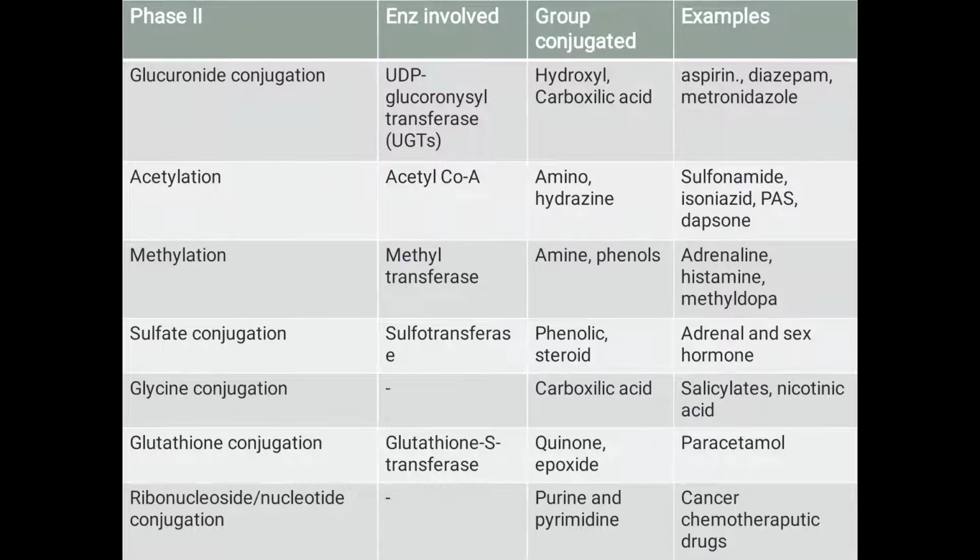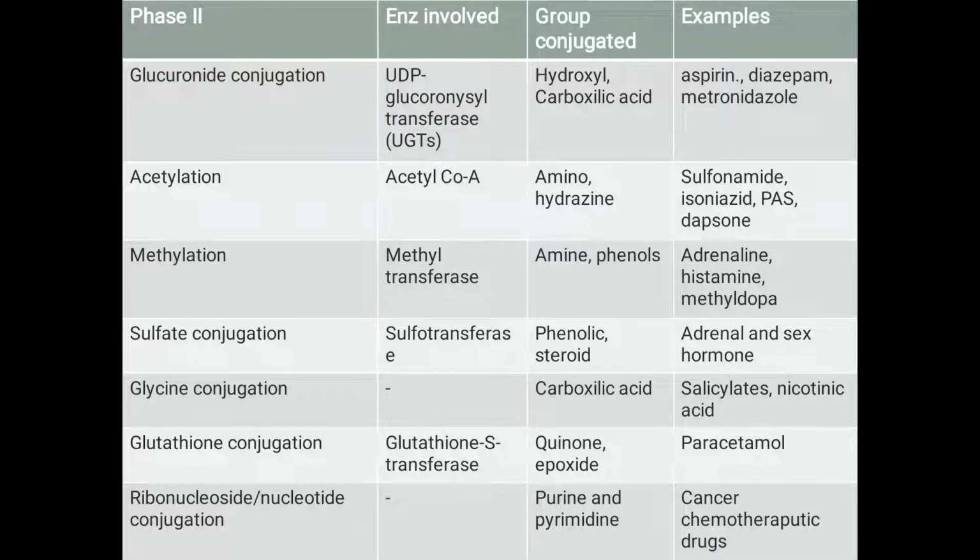Glutathione conjugation. The enzyme involved in this process is glutathione S-transferase, the group conjugated is quinone epoxide, and the drug paracetamol is metabolized by this process. Ribonucleoside or nucleotide conjugation. The groups purine and pyrimidine are conjugated through this process. An example is cancer chemotherapeutic drugs, which are metabolized by this process.